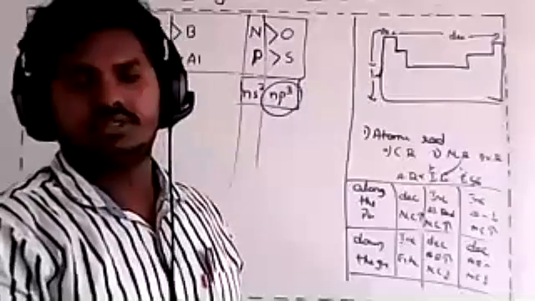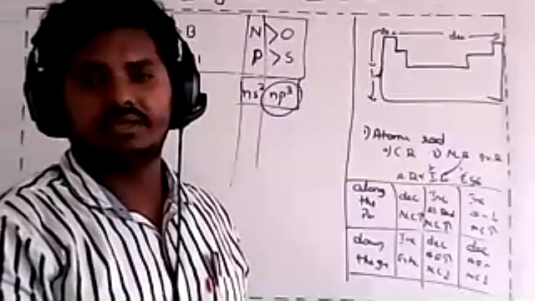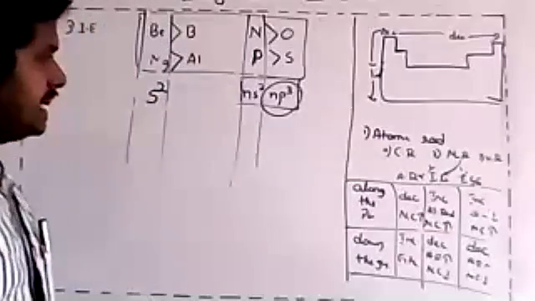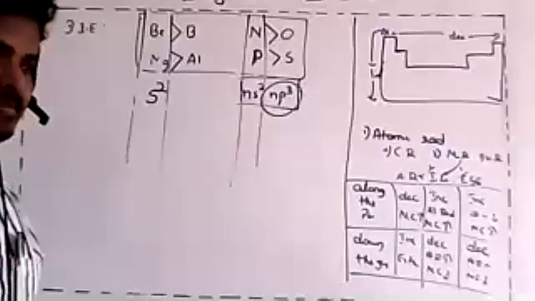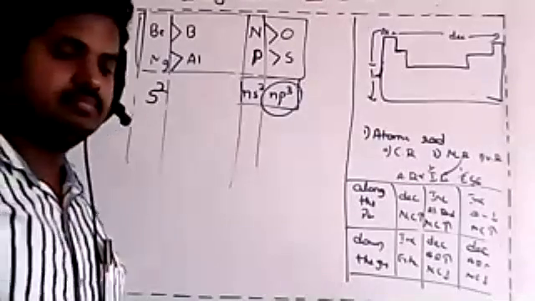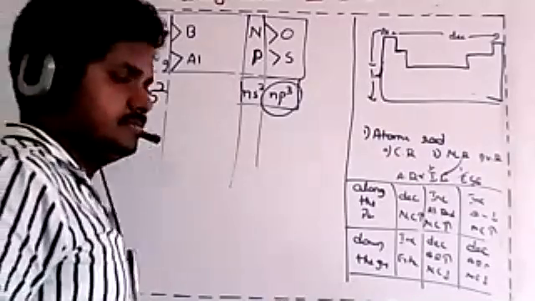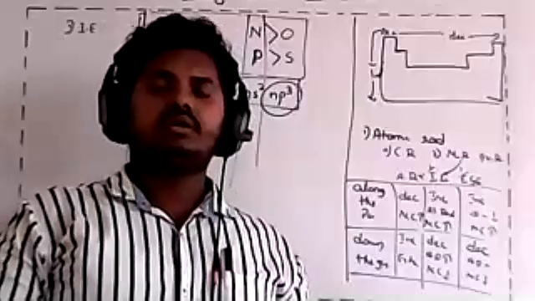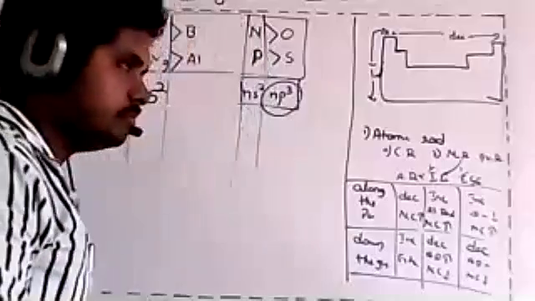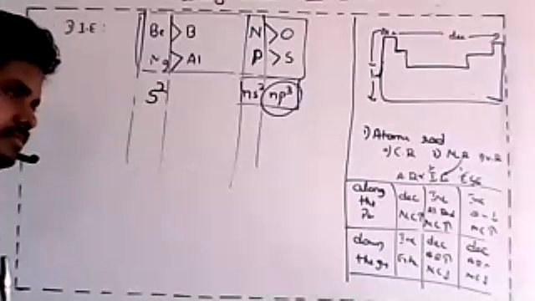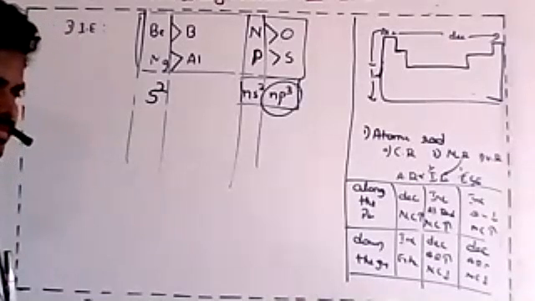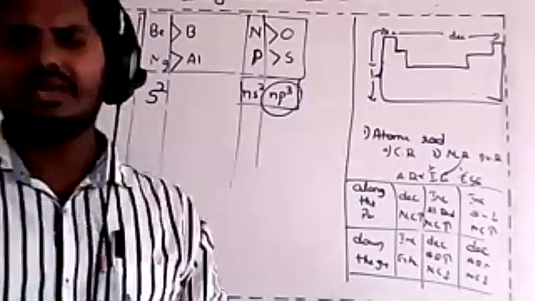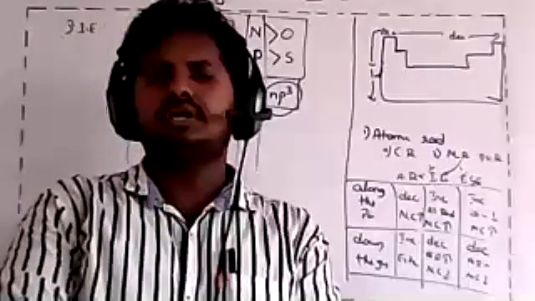Suraj, just turn on your mic and tell me. Yes, sir. Can you just define what is electron gain enthalpy? Sir, it is the amount of energy released when an electron is added to an ionized gaseous atom. Ionized? It's actually the energy released when an electron is added to an isolated gaseous atom. Okay, it's not ionized, it is isolated.